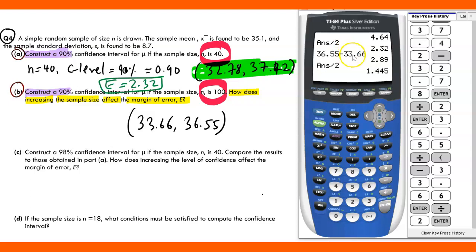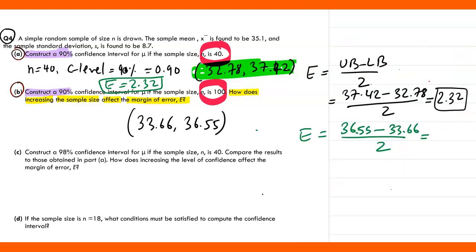36.55 minus 33.66 divided by 2 gives you 1.445. Okay, 1.445. Makes sense? Double check. Let me write down the margin of error here: it is 1.445. What happens in this case is, as we increase the sample size, the margin of error decreases. Therefore, what's the conclusion here?